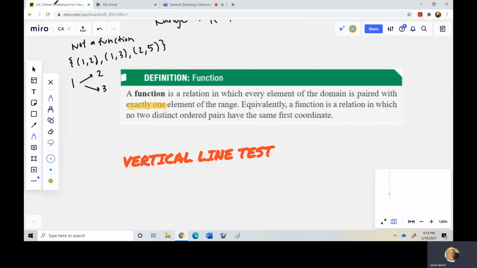Now that example that I came up with before, I think we called it R, which was 1, 2, 2, 3, and then 3, 7. I mean, maybe that was a 5. Anyway, this works. Here you can see that you don't have any of your first coordinates that repeat, which means that every element of the domain is paired with exactly one element of the range. And then it says equivalently, a function is a relation in which no two distinct ordered pairs have the same first coordinate. So again, the first coordinates should not repeat.